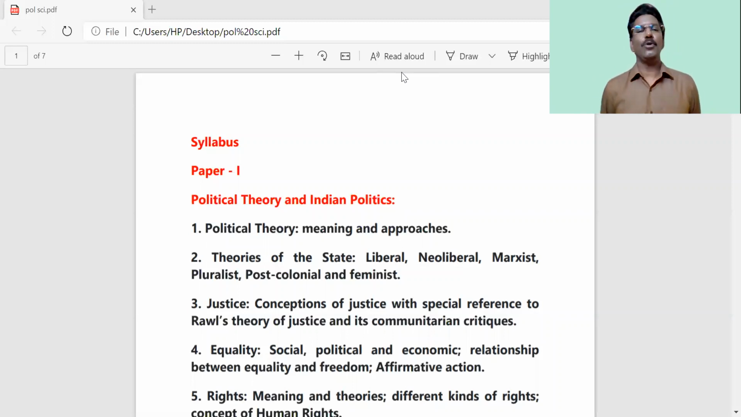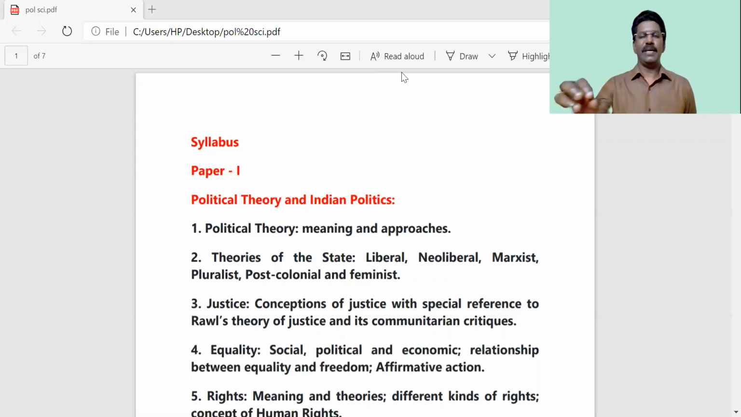When we are talking about political science and international relations, I will say PSIR from here afterward. So, political science as an optional paper: when you look into the syllabus, based on the syllabus you can have some idea.